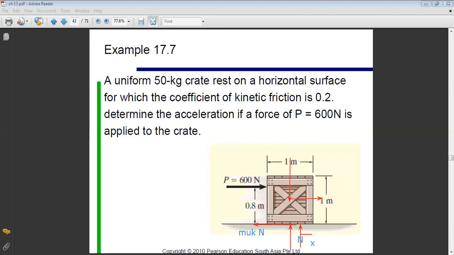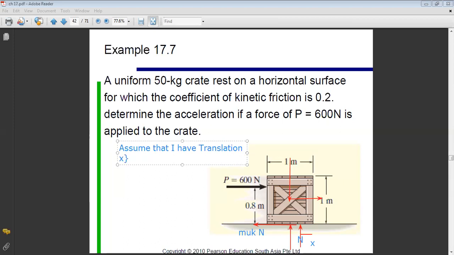I assume that I have translation. How can I make sure if my assumption is right or not? What is the condition to have translation? Sigma moment zero at G. X should be positive, yes? The condition is X positive.